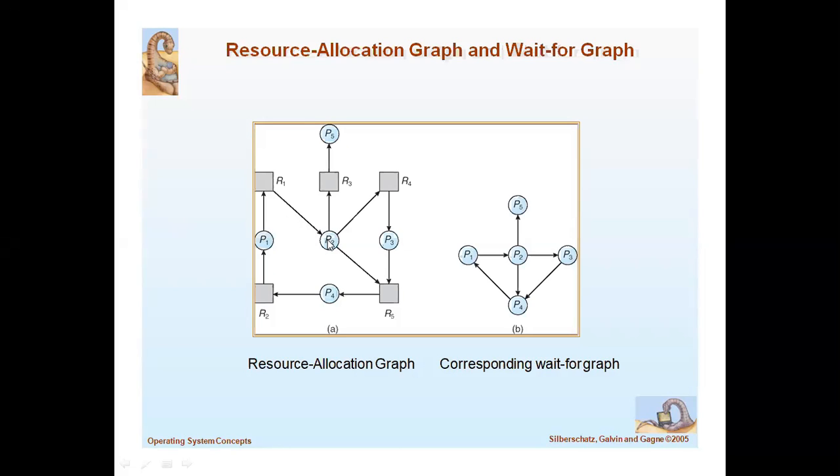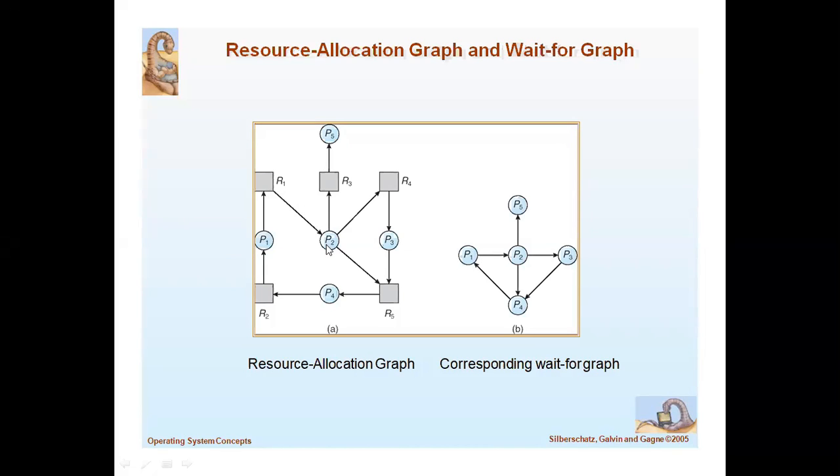So after P2 completes its work, automatically P2 will release the resources, and then automatically P1 will be executed. That is P1 directly to P2. We have to remove this resource connection. Is it clear? That is P1 to P2.